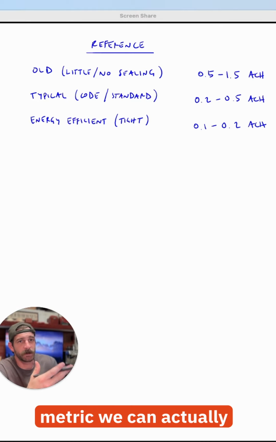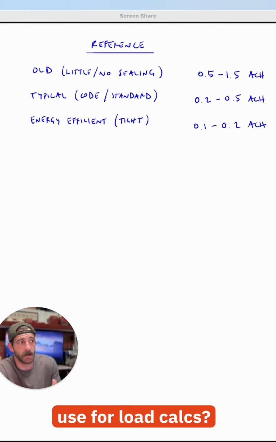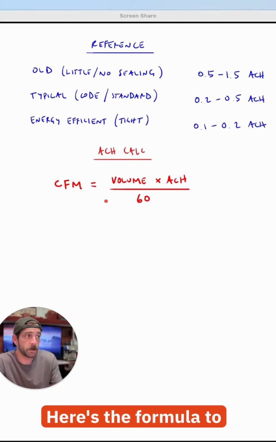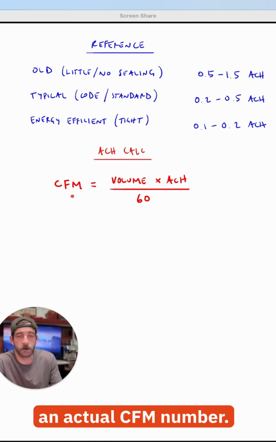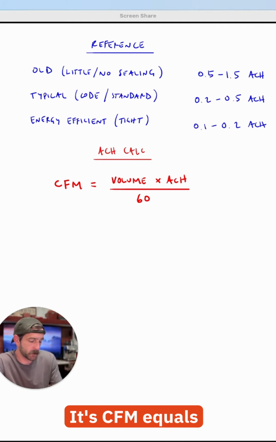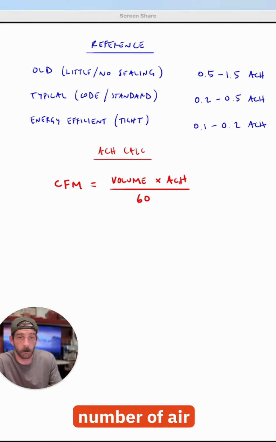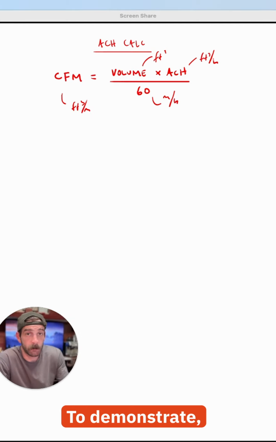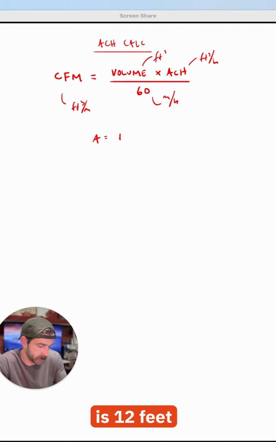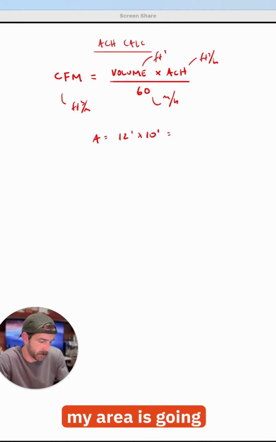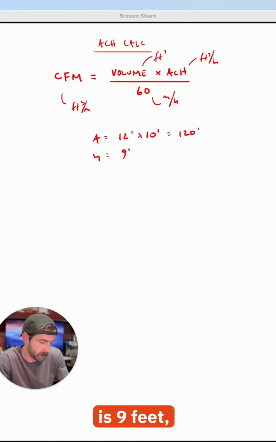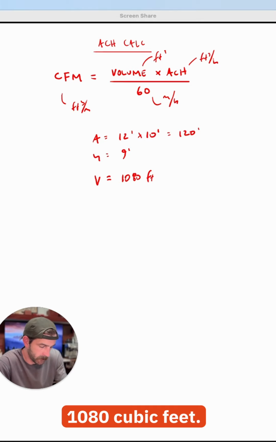How do we get this into a metric we can actually use for load calcs, actually get some value out of this? Here's the formula to convert air changes to an actual CFM number. It's CFM equals the volume of the space times number of air changes divided by 60. To demonstrate, if I have a space that is 12 feet by 10 feet, my area is going to be 120 feet. If the height of the ceiling is 9 feet, then my volume is going to be 120 times 9, 1080 cubic feet. So that's volume.